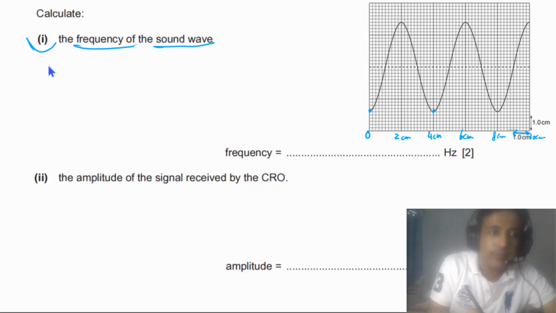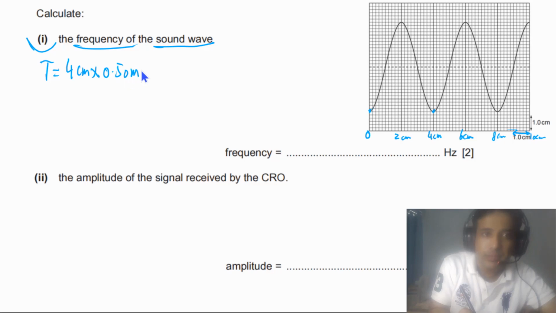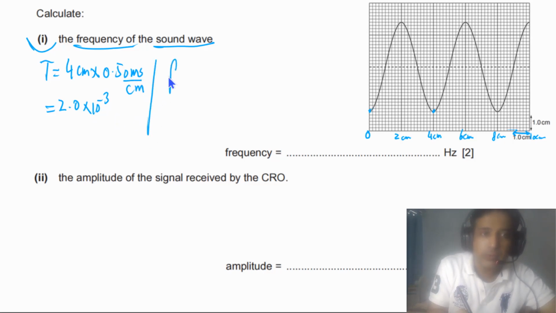So we have time period that is equal to 4 centimeters, and we have time base setting that is equal to 0.50 millisecond per centimeter. So from here we can calculate time period that will be equal to 2.0 times 10 to minus 3. This is millisecond, means 10 to minus 3. Now we can calculate frequency.